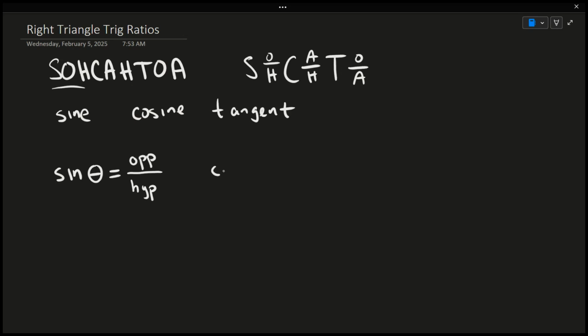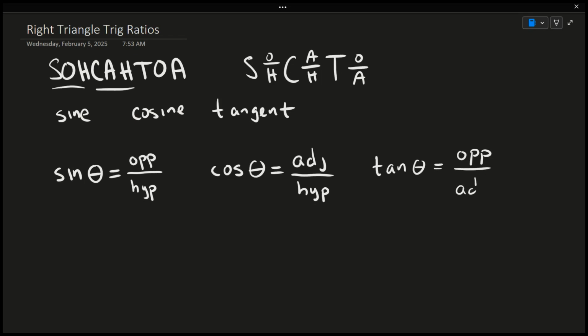The second ratio, C-O-S, it's abbreviated C-O-S, but we're not saying cos. It is cosine. The cosine of theta is equal to the length of the adjacent leg divided by the hypotenuse. That's the middle third. And then finally, please don't say tan, but tangent. The tangent of theta is equal to the length of the opposite leg divided by the length of the adjacent leg.